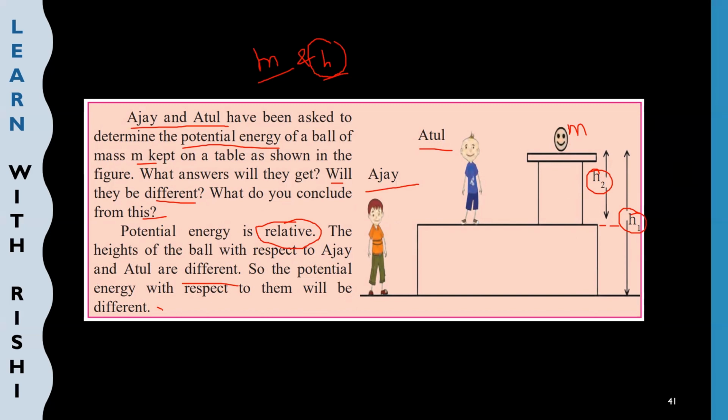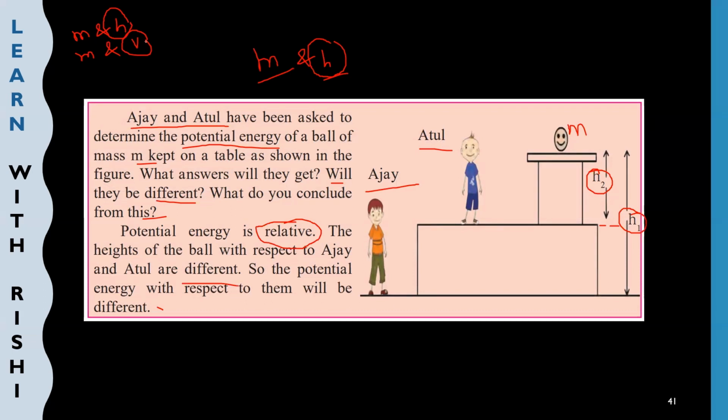Now we have a derivation or expression for potential energy that we'll be solving. Potential energy is dependent upon the mass of the object and the height of the object. And kinetic energy depends upon the mass of the object and the velocity of the object. As kinetic energy is for moving objects, the term velocity comes there. But potential energy is for the position of the object, so the term height has come. So this is the difference between kinetic energy and potential energy.